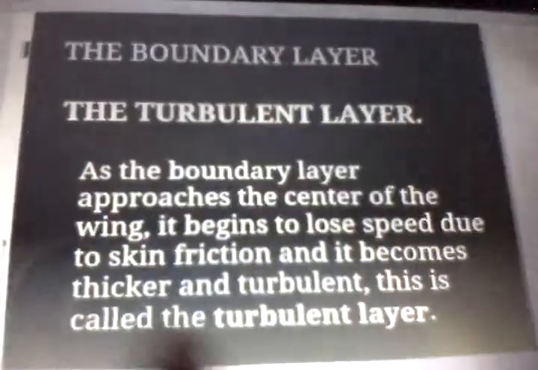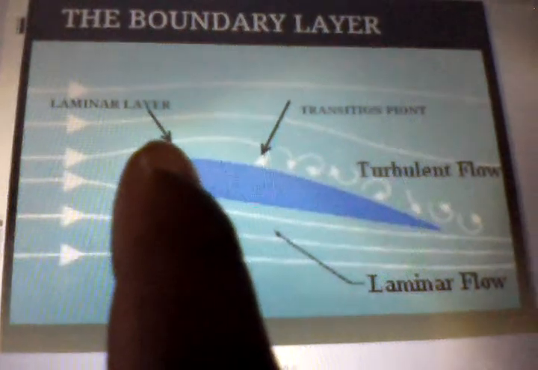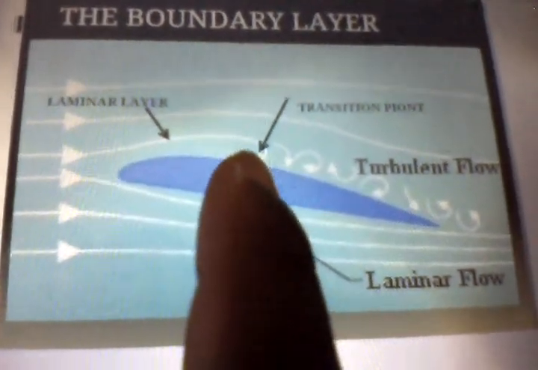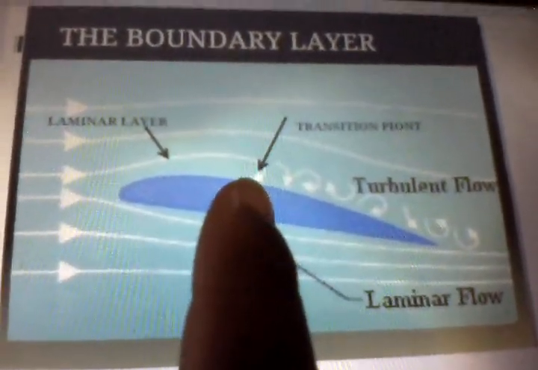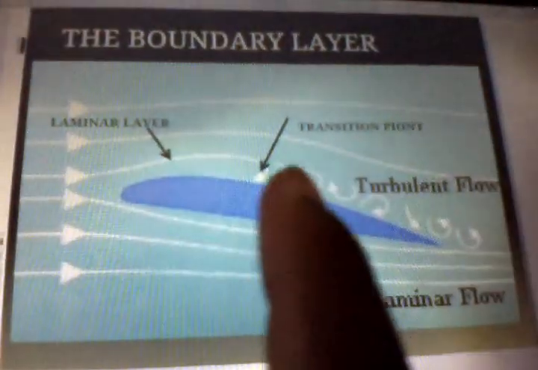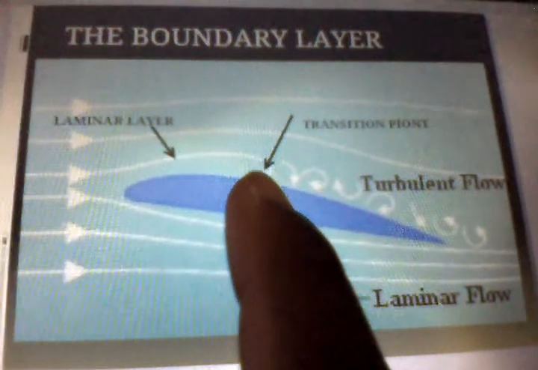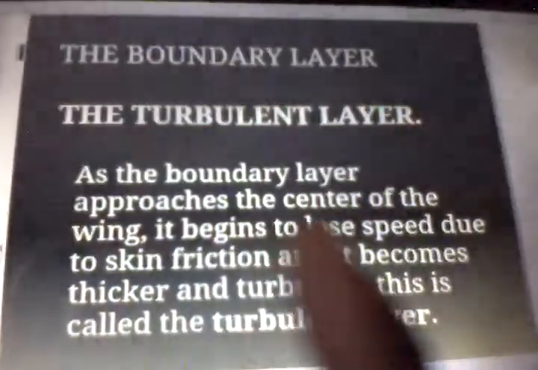So we want to go back to the diagram, if you know what I'm talking about. Right there, laminar, and it goes to turbulent, and that's where you see turbulent. They call it turbulent flow. Right there is what the transition point is. The transition point is right there, and it changes right there from the laminar to turbulent.